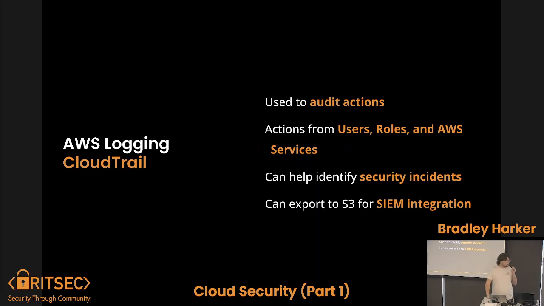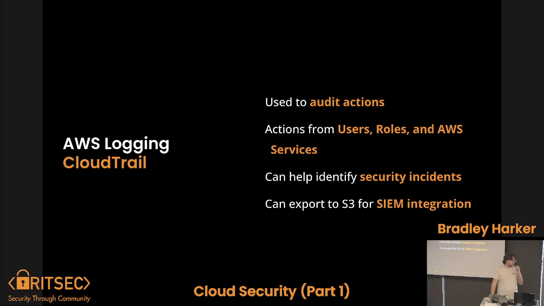So CloudTrail is one of the main services that AWS offers. It's used to audit, and what I mean by audit is collect a list of actions performed by users, roles, and AWS services. So if your EC2 instance starts automatically talking to your SQL database and you're like, how did it do that? Well, you can go check it out. You can start with the exact action of it communicating with your SQL database, and then you can work your way backwards from there. Figure out how it got those permissions. This can help identify security incidents, as well as you can export all of this data straight to an S3 bucket for SIEM integration.